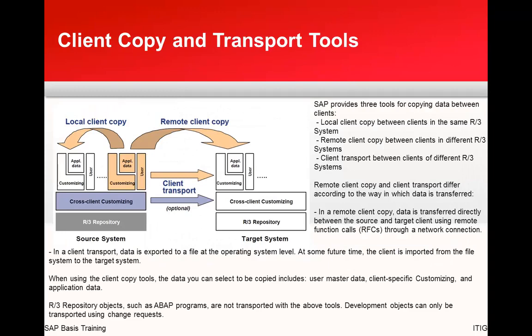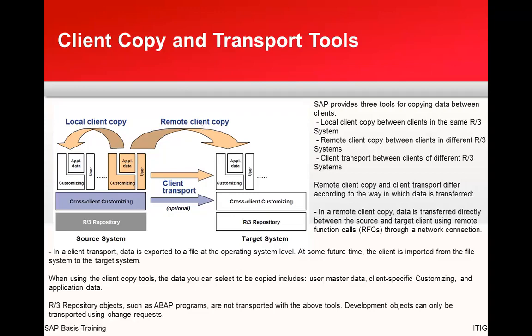Now, client copy and transport tools. Across the system you are copying it. Here you have one source system, you have a different target system. This is your repository, this is your client customizing. Now what you are trying to do is copy this client specific data. If we are copying within the client, it's called a local client copy. If we try to copy to a different server, a different host, it's called a remote client copy.